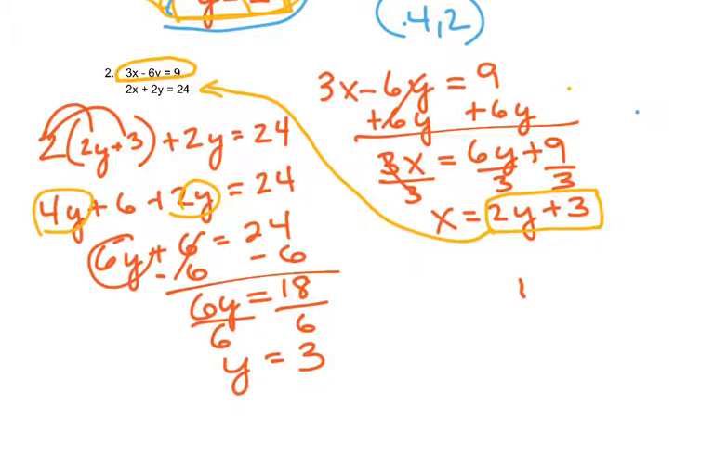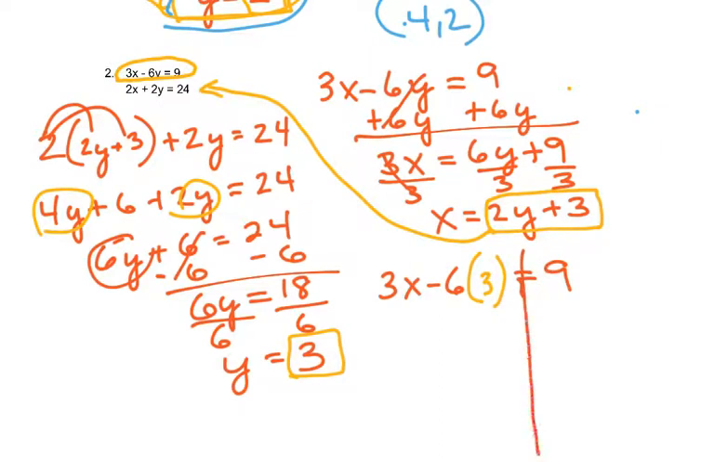Okay, so we're going to take that 3x minus 6, and we're going to plug in that 3 where we see that y. So plug the 3 in, equals 9. Okay, so 3x and then negative 6 times 3, so we have 3x minus 18 equals 9.